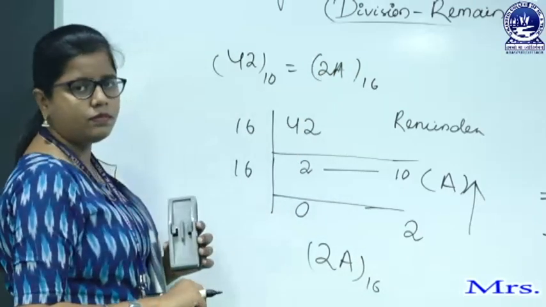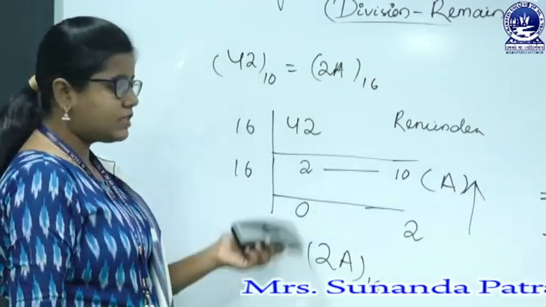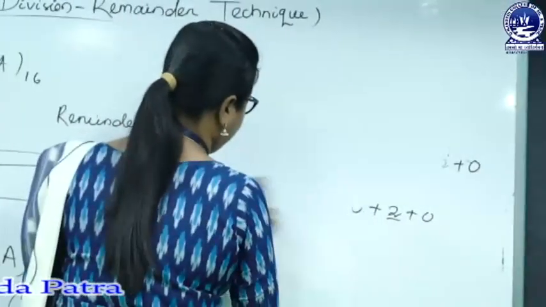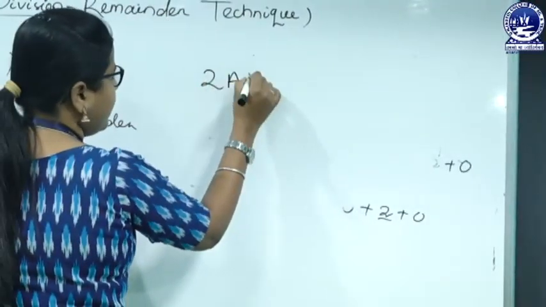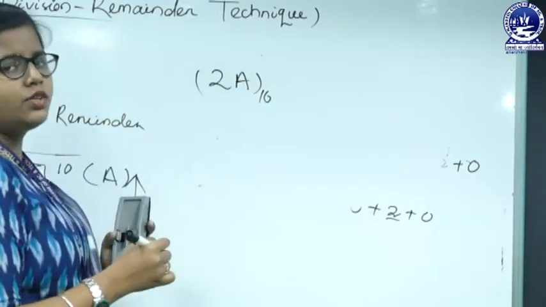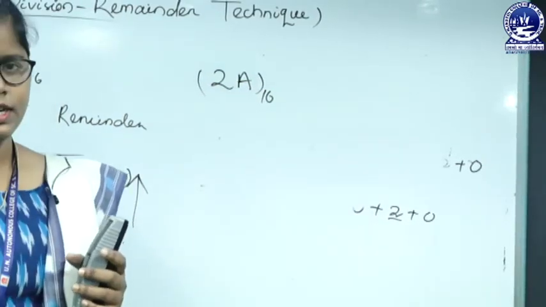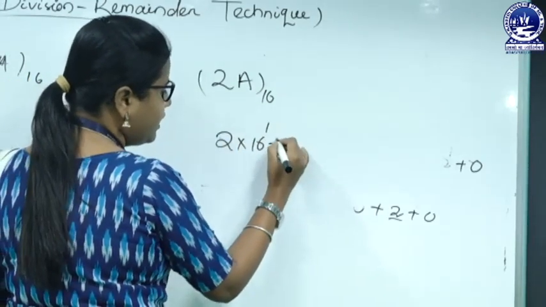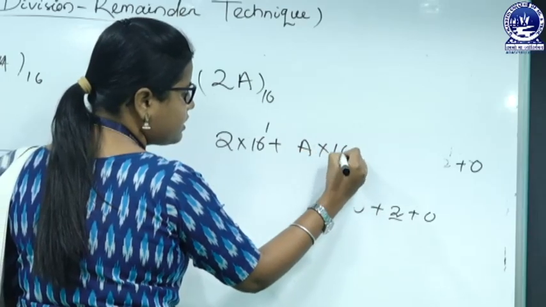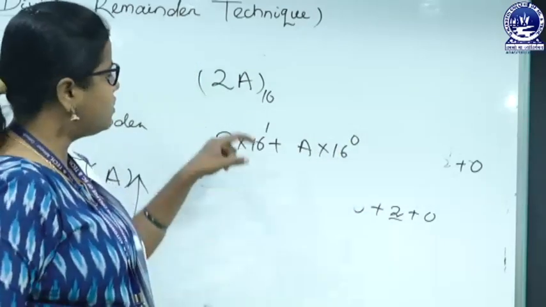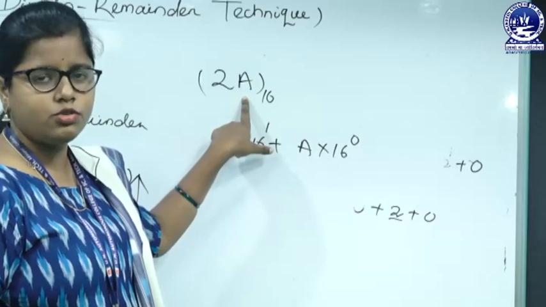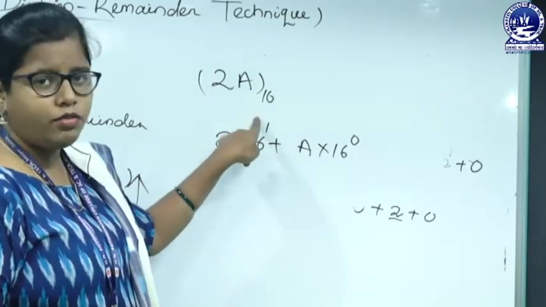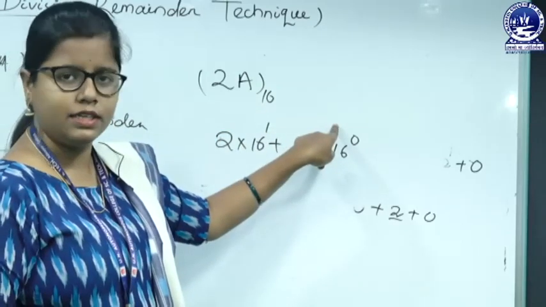2A. Again we need to check whether this conversion is correct or not. So 2A base 16. We need to convert this hexadecimal number into decimal. So 2 into 16 to the power 1 plus A into 16 to the power 0. As this is column 1 and weightage is 0, this is column 2 and weightage is 1. So the base to the power 1 and here the base to the power weightage, that is 0.